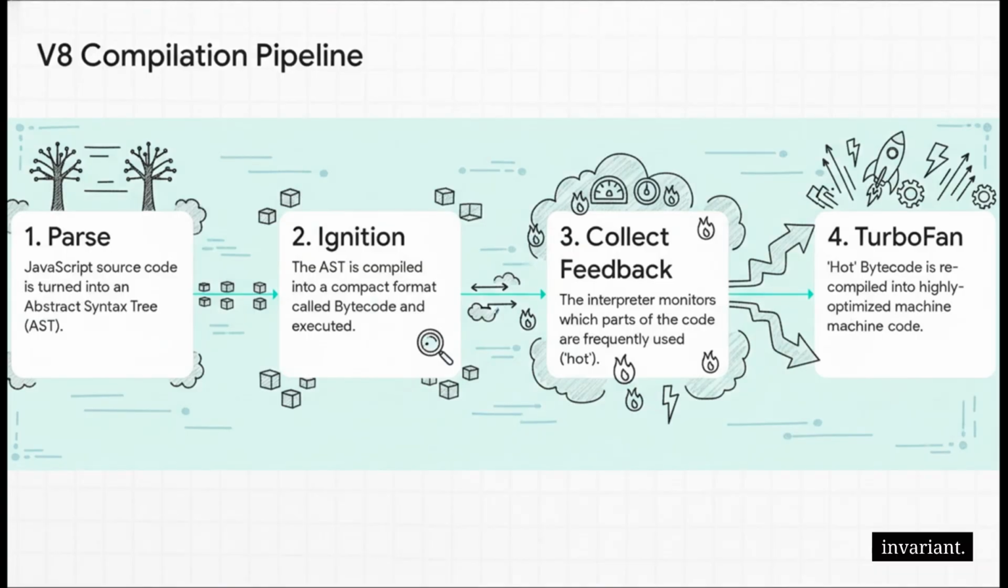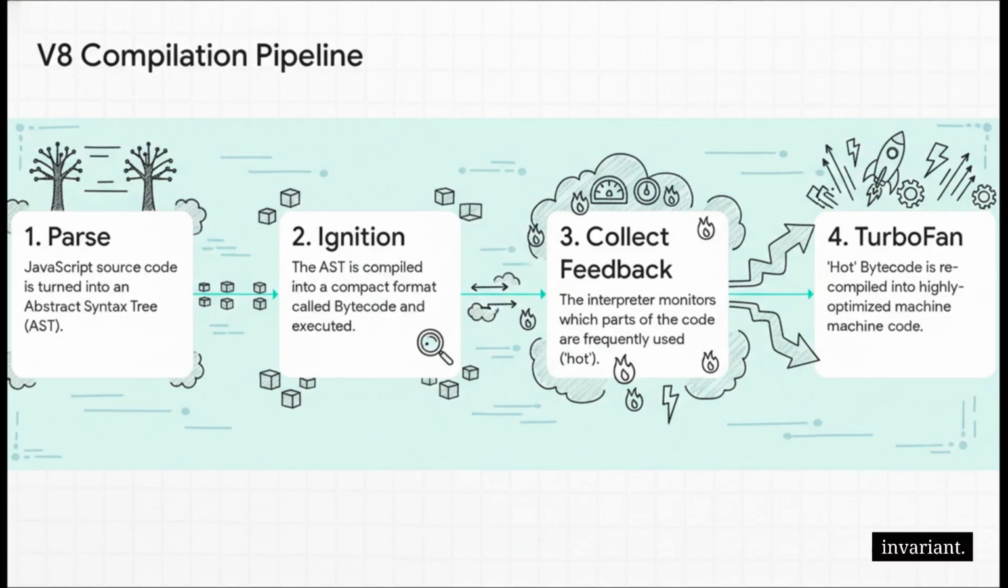Here's a look at how that actually works. First, just like with HTML, the JavaScript code gets parsed into a structure called an abstract syntax tree. Then, V8's interpreter, which is called Ignition, gets things moving quickly by turning that tree into an intermediate format called bytecode. As Ignition is running this bytecode, it's also gathering feedback. It's watching for functions that get called thousands of times.